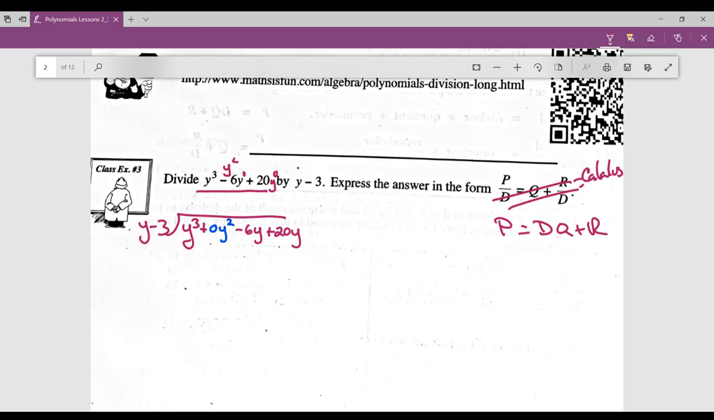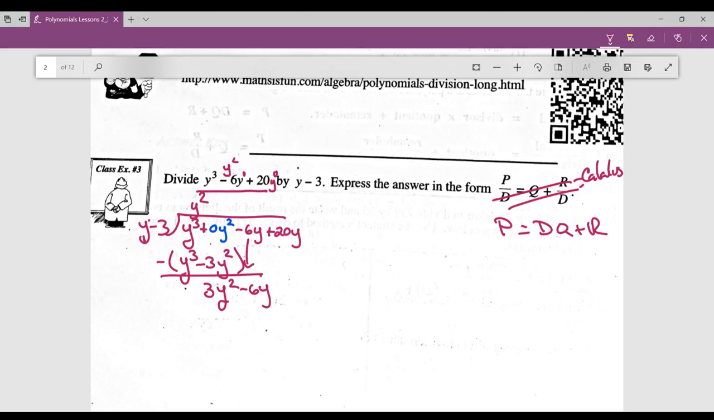Again, you start with the y. What do I multiply y by to get y cubed? Well, that would be y squared. Then you go y squared times y is y cubed, y squared times negative 3, negative 3y squared. Subtract, and here's your placeholder. The y cubes go away. 0y squared minus negative 3y squared. This is 3y squared. Bring down the negative 6y.